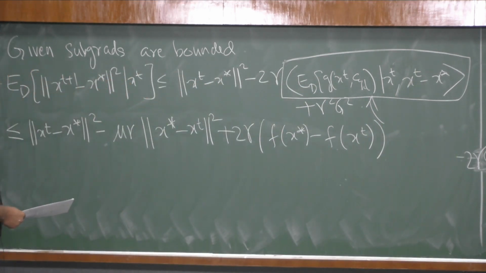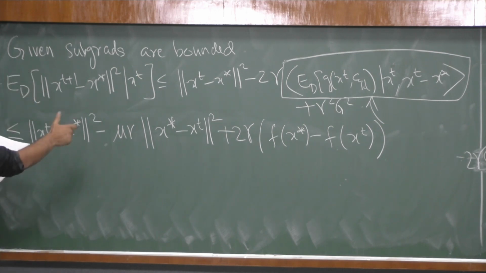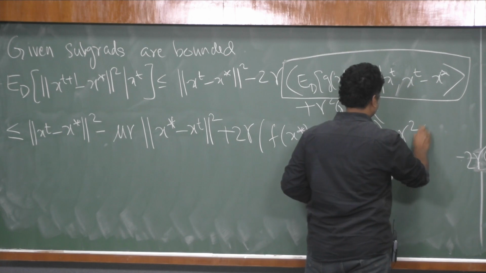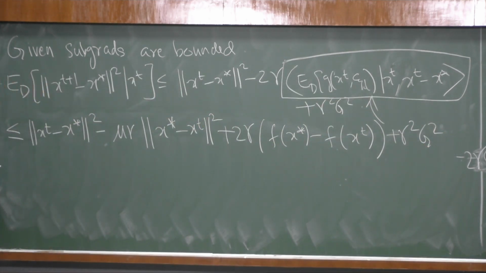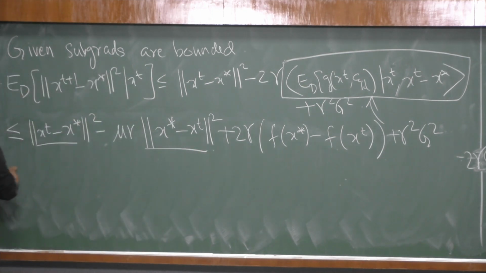Okay, so let's check. So this is xt minus x star whole square, and then minus 2 gamma, then this is minus mu gamma x star minus xt, and then 2 gamma f x star minus f xt. Let me check in the notes also. So yeah, they have changed this with a minus there, but it's the same thing, minus mu, and then we have this remaining term plus gamma squared g squared. So it seems like something can be taken common, like these guys are common, so we can take that.